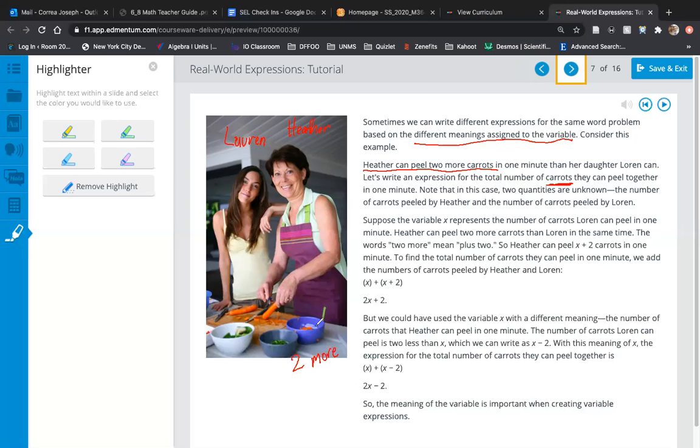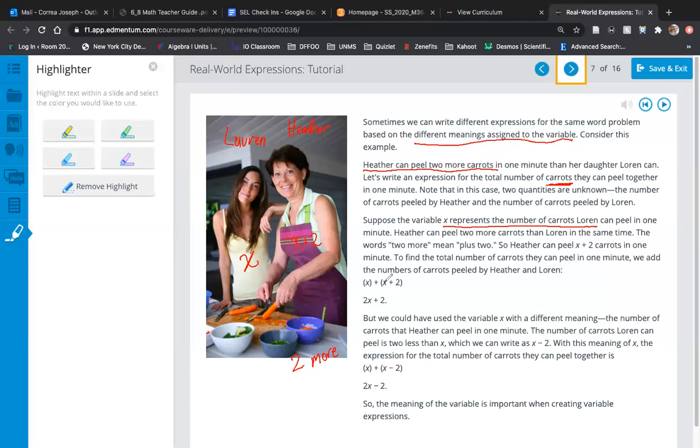right? So over here, now we have to be careful, right? If we're trying to write an expression to figure out how many carrots they can peel, it depends on what X represents. So in this first example here, they're saying, okay, what if X represents how many carrots Lauren can peel? And that's a weird way to spell Lauren. I didn't spell it like that. So X represents how many carrots Lauren can peel, right? So if Lauren is able to peel X carrots, okay, I know that she can peel X carrots. Her mom can peel 2 more than her. So her mom can peel X plus 2 carrots.